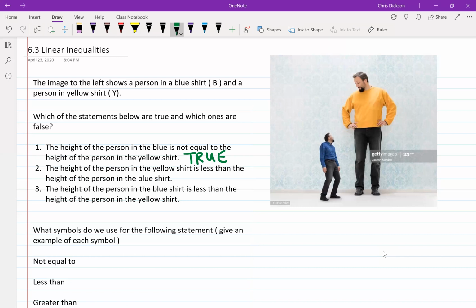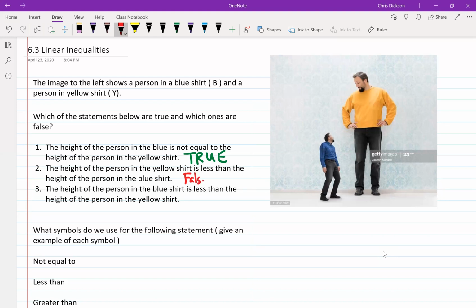The second statement says the height of the person in the yellow shirt is less than the height of the person in the blue shirt. Well, I think the person in the yellow shirt is taller. I guess if I look at the picture at an angle, no, that's not going to work. So no, the person in the yellow shirt is taller than the person in the blue shirt. So I would say that that statement is actually a false statement.